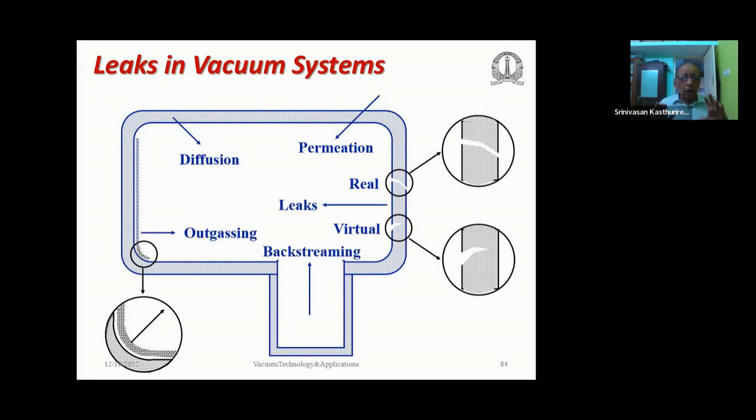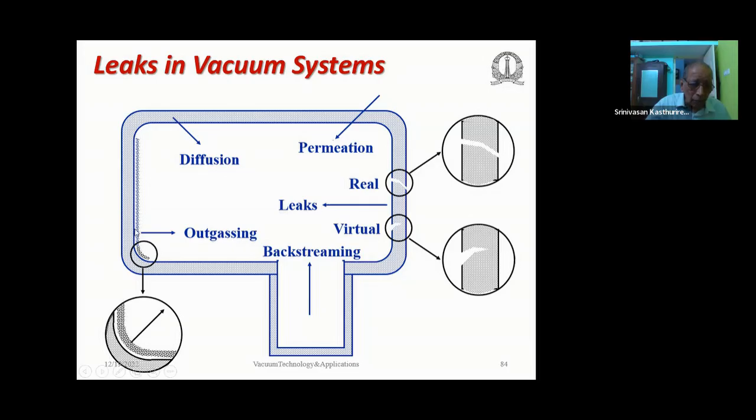What are the normal leaks that happen in a vacuum system? Now, this refers to the leaks that are occurring in a vacuum system. So you can think of different types of leaks. The word leak can refer to the following. For example, you can think of backstreaming. For example, oil vapor molecules can come back into the vacuum system. That's what you call backstreaming.